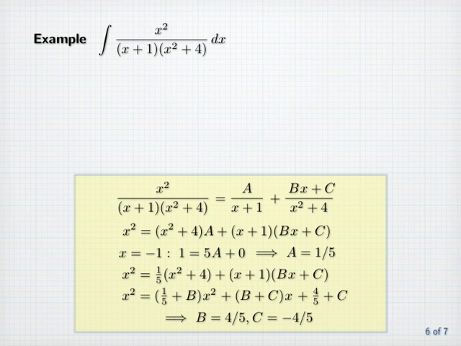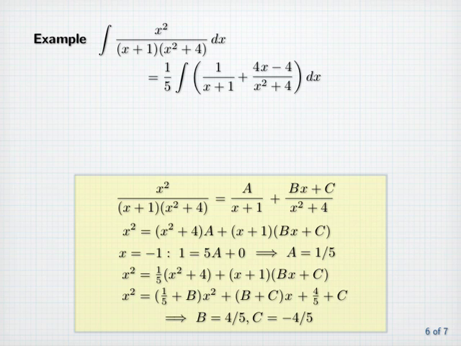And by factoring out a 1/5, we can write our integral as 1/5 times the integral of 1 over x plus 1 plus 4x minus 4 divided by x squared plus 4. Now, in order to deal with that second term, we need to break it up into 2 and write it as 4x divided by x squared plus 4 minus 4 over x squared plus 4.